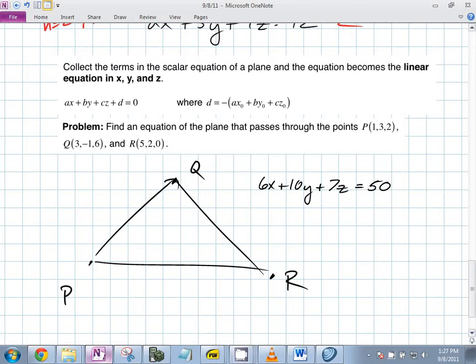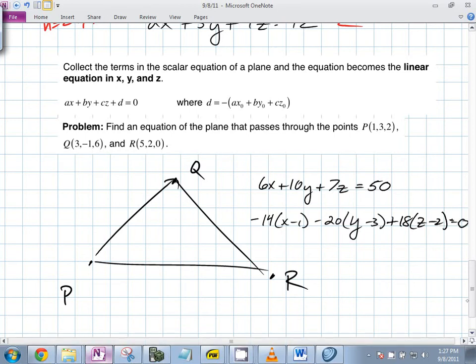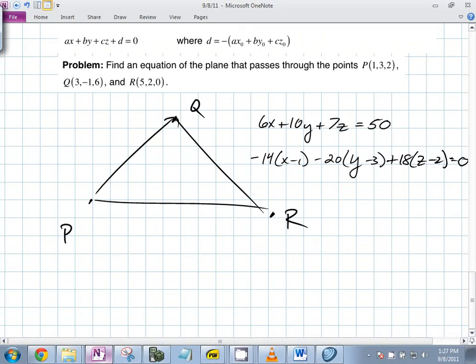Yeah, what do you have? I have negative 14 times (x minus 1) minus 20 times (y minus 3) plus 18 times (z minus 2) equals 0. So how could we verify that those are the same? We could distribute. You could really look at the coefficients. The problem is I don't think these are the same.